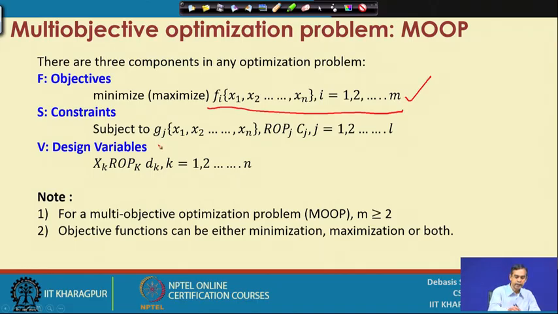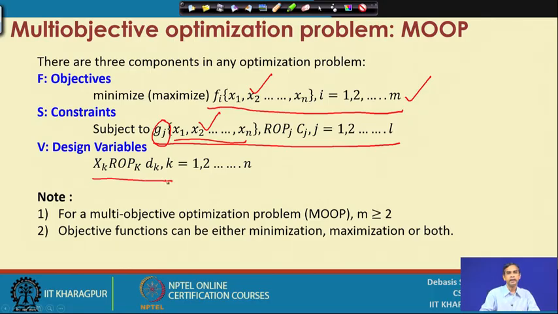So, there are constraints. Here we have stated that L number of constraints are involved, and those constraints are expressed by the function, say g_j, and all the constraints are expressed in terms of the design variables. The same design variables which are used to define the ith objective function are used to define the jth constraint, and these are the design parameters, design variables.